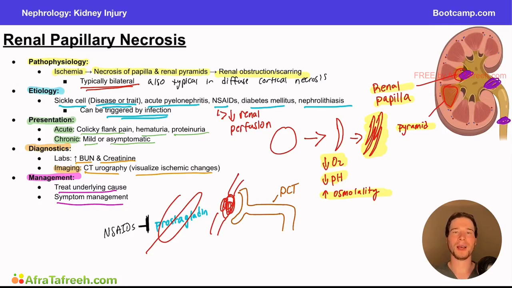When we think about the diagnostics here, we want to keep our differential as broad as it can be, but we're going to see our typical expected findings in kidney injuries, including an increased creatinine and an increased BUN. We're likely also to consider getting a CT urography, and the reason is because this can detect the ischemic changes, but it can detect them earlier on than we might notice for a patient. So if we get that imaging, we see the changes are occurring, we can begin to move on to our management section, which is to treat the underlying cause and provide symptom management and support for the patient as their kidneys work on healing themselves.